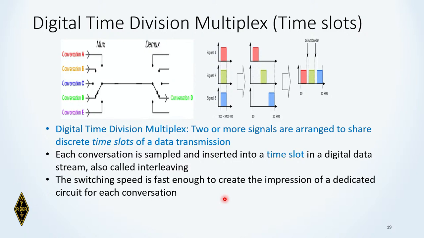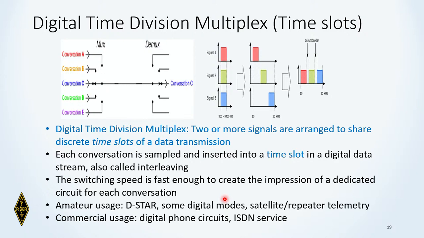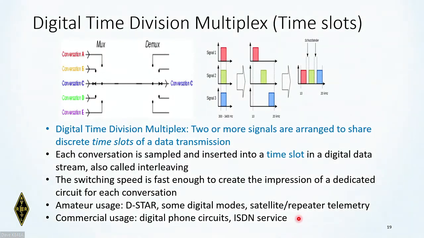So in the telephone company case we were talking about, you could actually get 24 of these going at the same time. In amateur usage, this technology is used with D-Star, which some of you have played with, some digital modes, satellite repeater telemetry, and then commercial usage, digital phone circuits, and ISDN service. I didn't know until today, because I was researching this a little bit, but ISDN basically is no more. The plain old telephone service, meaning just wires between houses, and ISDN was actually mandated to cease in August. It was the first digital service, well, a subset. Two channels of 128. POTS, plain old telephone service, is just pure analog. But that's been mandated to go away effective August 2nd of 2022. So by 2025, all that stuff should be gone from any kind of commercial service. And I just learned that myself.